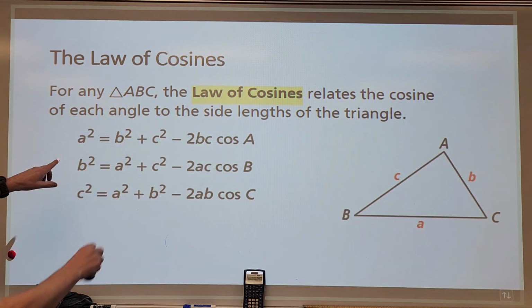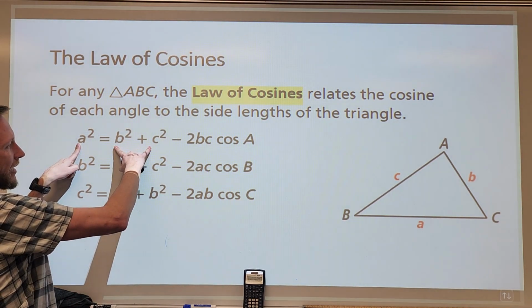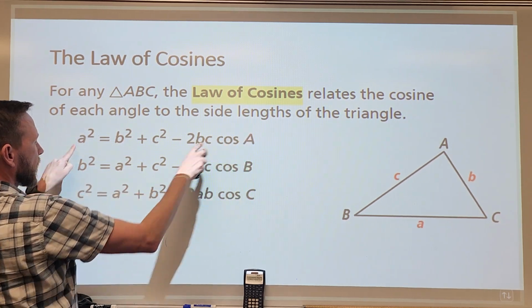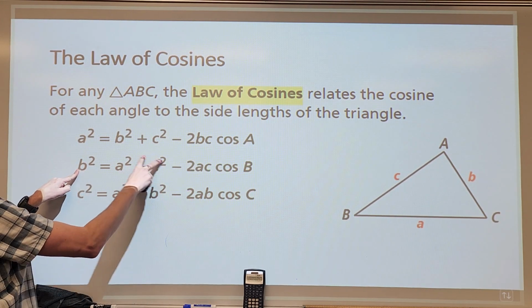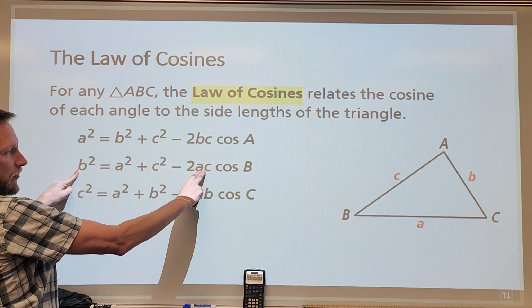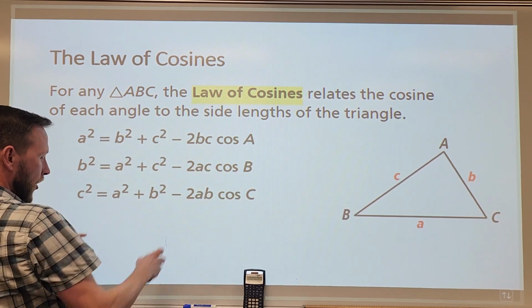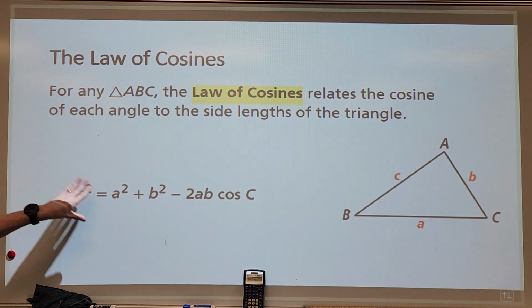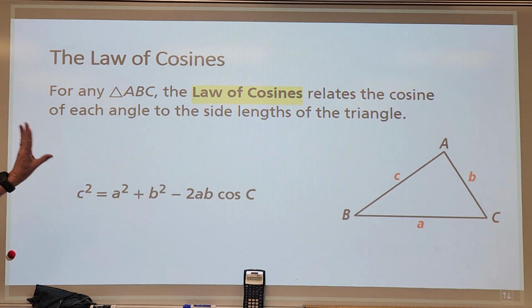So if you have A, B, and C, you're going to use B and C with the cosine of the angle. If you're using B and you have A and C, you're going to use A and C with the cosine of B. However, I want us to focus on just using one standard formula. And so this is going to be our formula that we are going to use. That's what we use to derive the relationship.